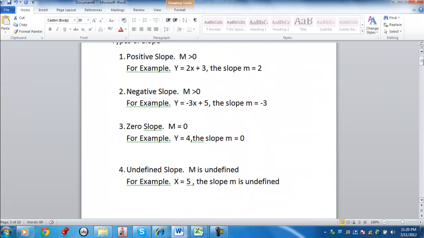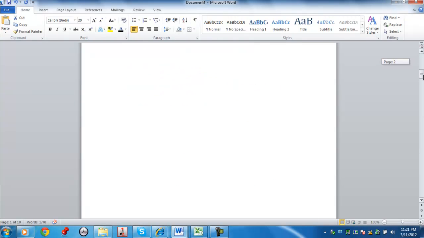The second example is when you have a negative slope. This is when the value of the slope is less than 0. For example, if I have an equation that is written in slope-intercept form, the slope, which is the number in front of the x, the slope value is -3. This is where the line is going down. So let's take a look at an example.